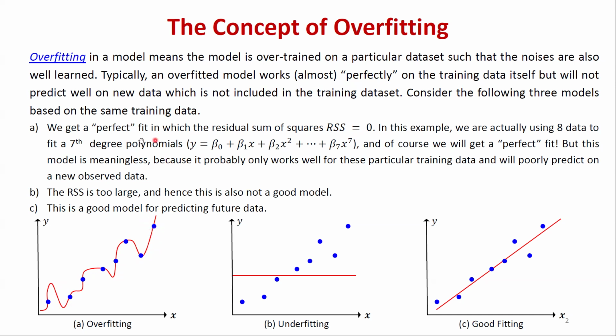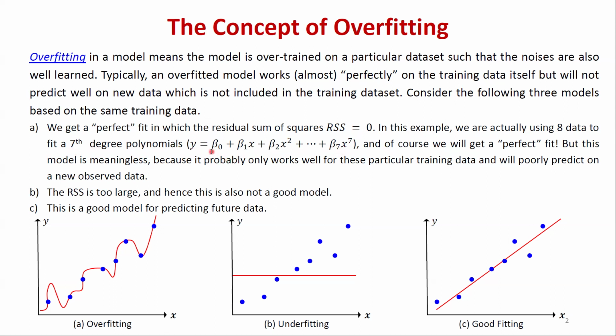You know why? Simply because, to be honest, I cheated. Here I have 1, 2, 3, 4, 5, 6, 7, 8, a total of 8 points, right? And you know how I got this function? I fit 8 data points using a 7th degree polynomial. In other words, I set y equal to beta 0 plus beta 1 x plus beta 2 x squared plus beta 3 x cubed and so on, up to beta 7 x to the power of 7. That's a 7th degree polynomial.